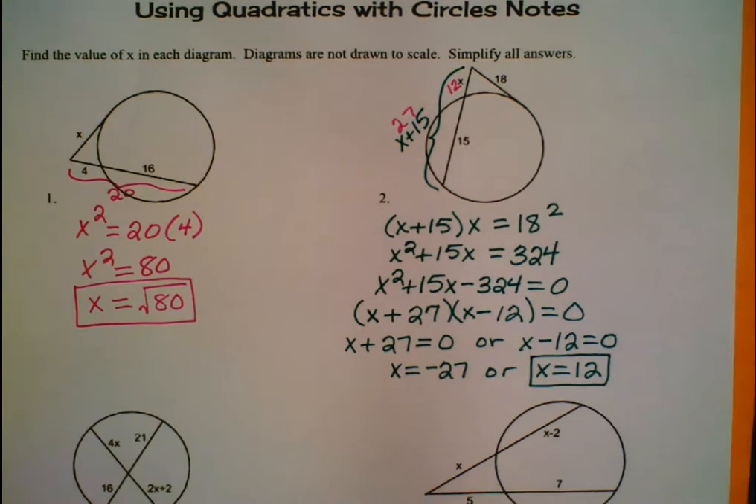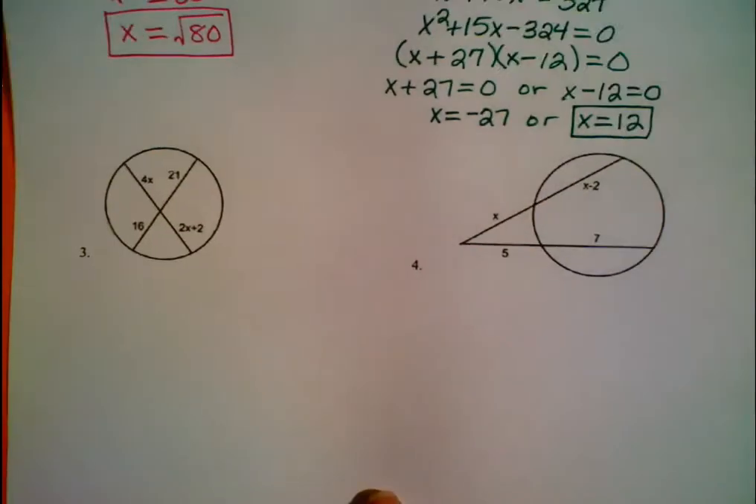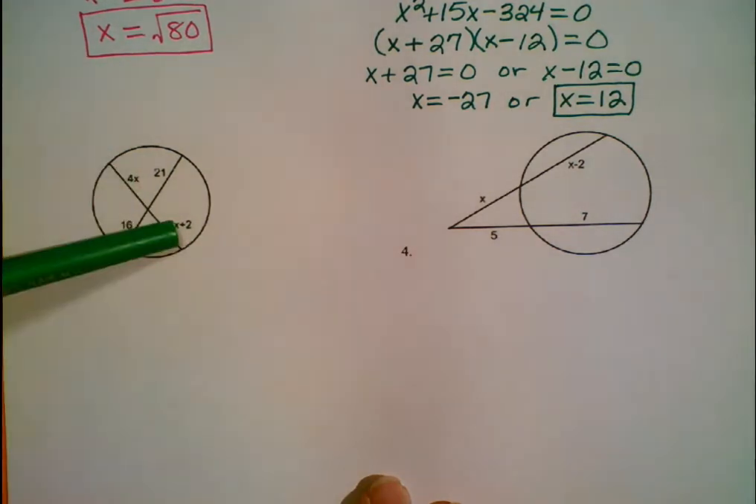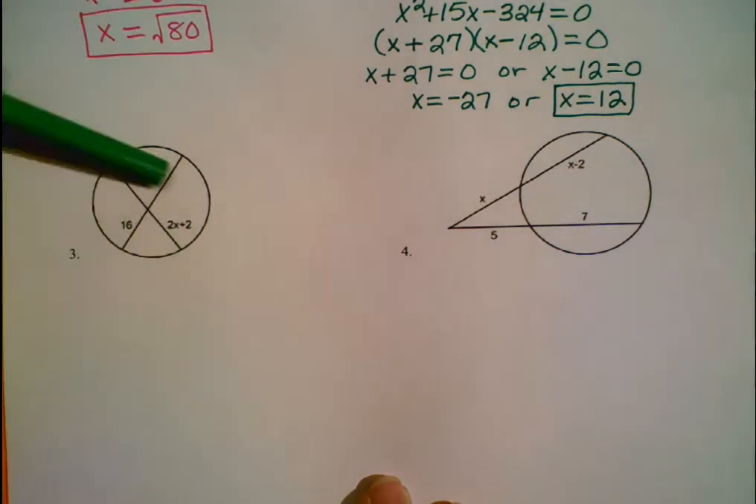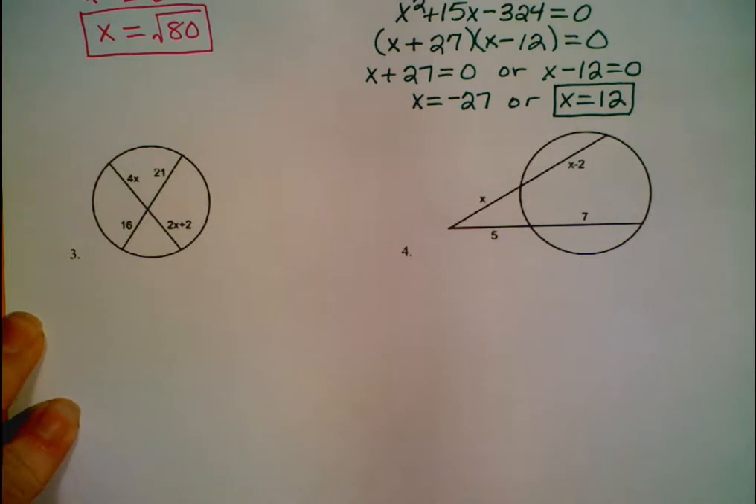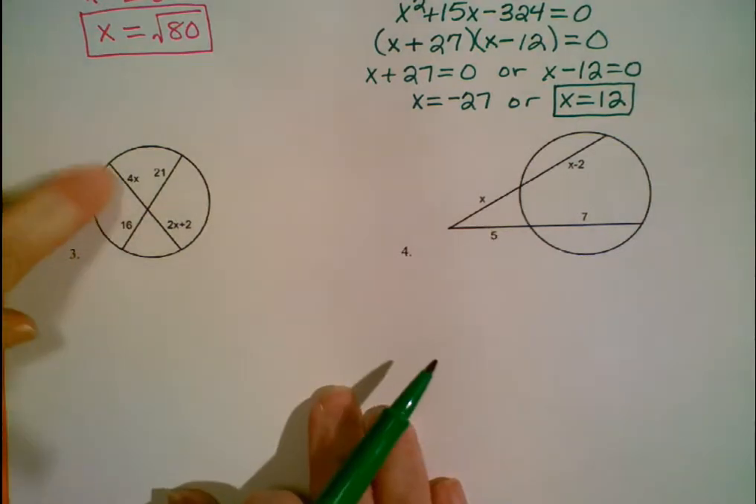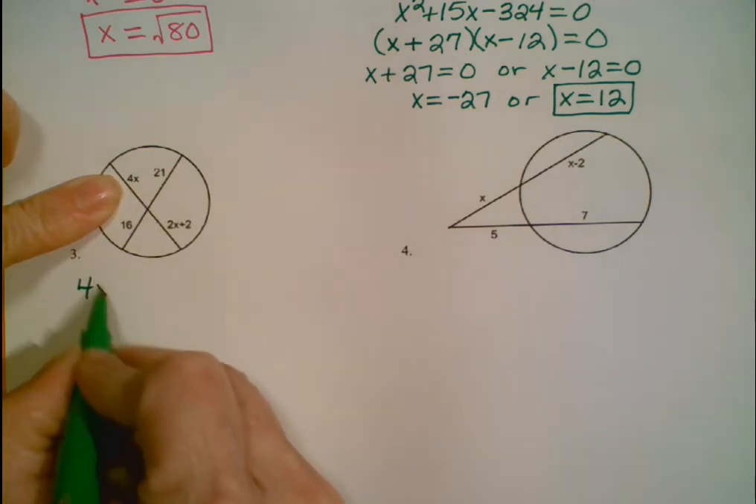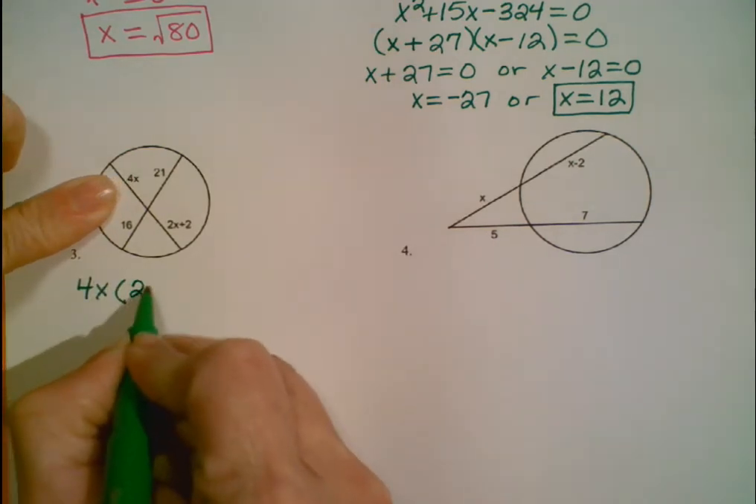All right, moving on to example 3. A different situation in this case. Remember, with two intersecting chords, that the product of the two parts of one chord must be equal to the product of the two parts of the other chord. So in this case, multiplying the two parts of this chord together would mean multiplying 4x by the quantity 2x plus 2.